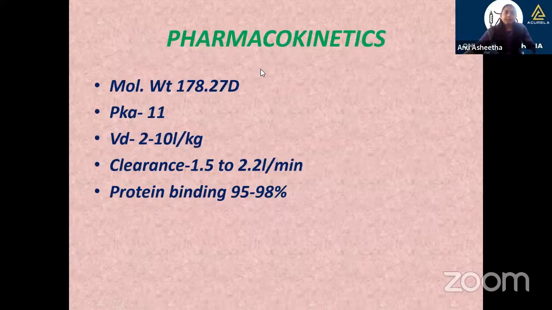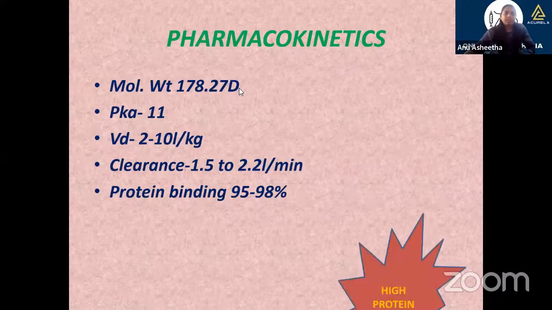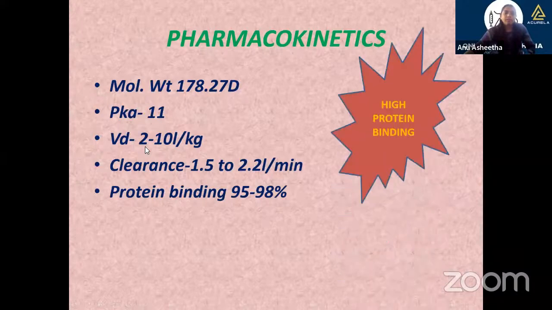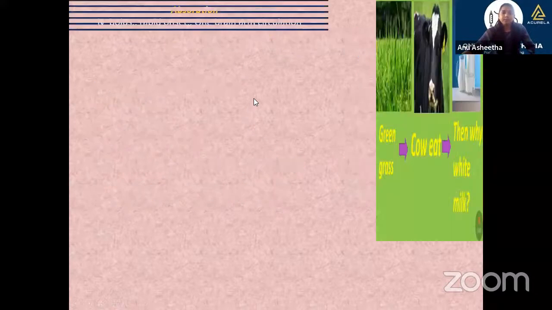So, pharmacokinetics. Molecular weight is 178.27 Daltons, pKa 11, weak acid. Volume of distribution is 2 to 10 liters per kg, very high. Clearance is 1.5 to 2.2 liters per minute. They also have extrahepatic clearance by lungs and kidneys, 30% by kidneys and 30% by lungs, the remaining by hepatic. Then highly protein bound, 95 to 98%, so decreased absorption, decreased filtration.